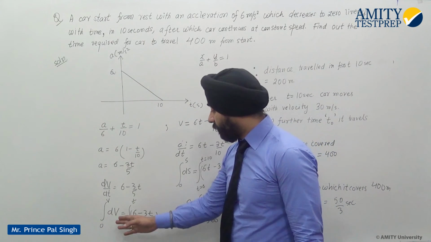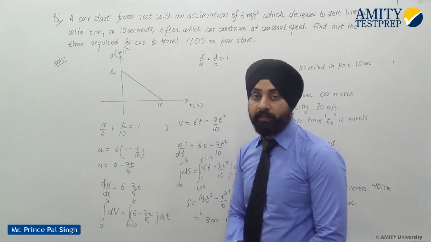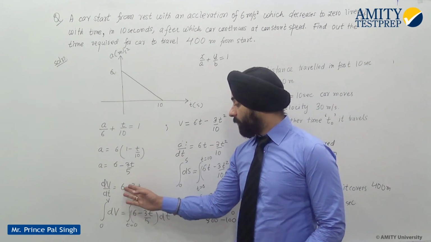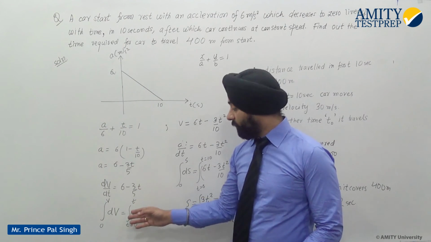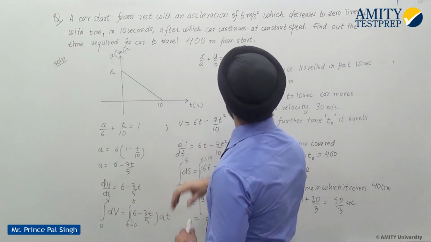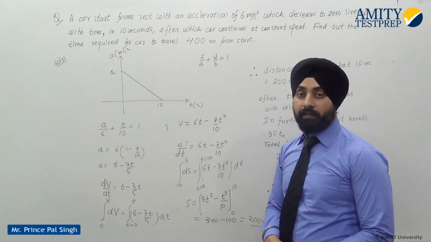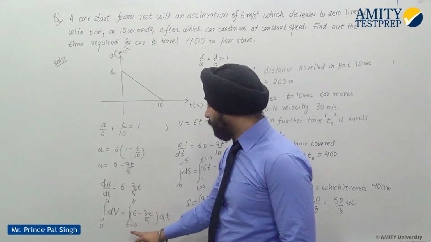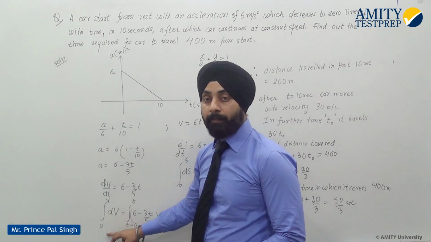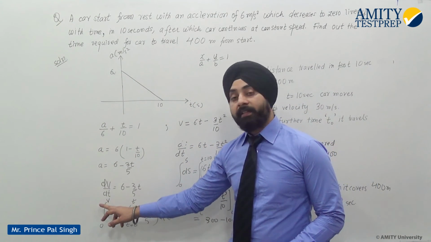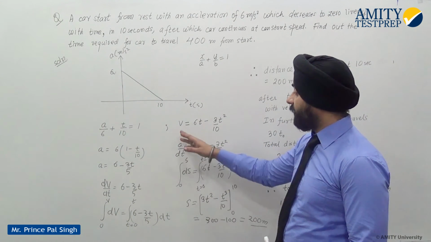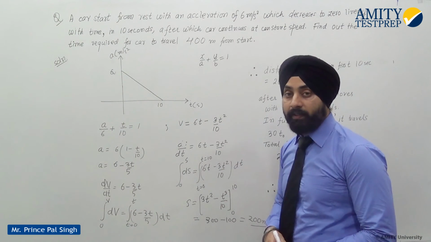From here, we will find out the instantaneous velocity. We know that the acceleration is dv by dt. So dv by dt equals 6 minus 3t by 5. Then we will integrate this equation. It is given that at t equal to 0, the particle starts from rest. So the limit of the time is t equal to 0 and the limit of the velocity is v equal to 0. Then at time t, let's say the instantaneous velocity is v. On integrating this equation, we get v equal to 6t minus 3t square by 10.